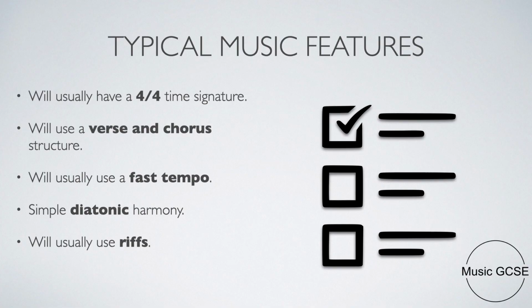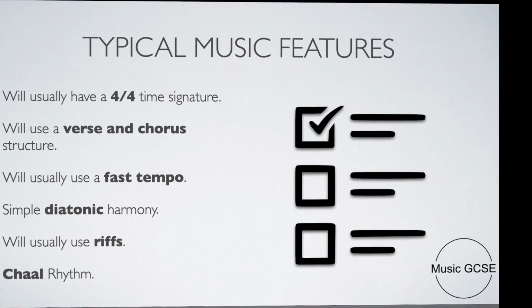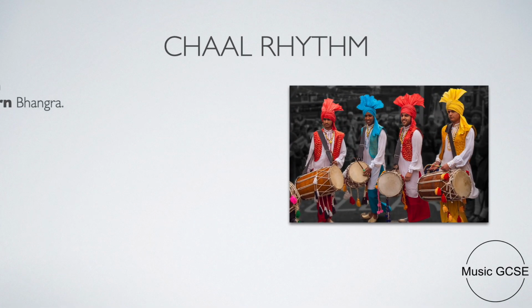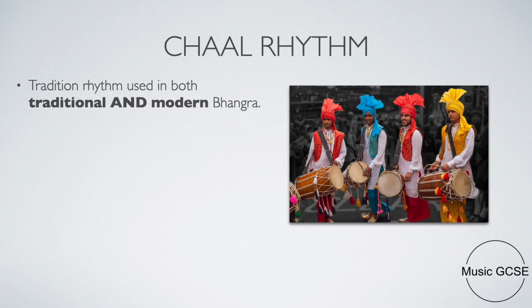There's one more musical feature we're going to talk about, which comes from traditional Bhangra, and that's the use of the chal rhythm. The chal rhythm is really important in Bhangra music, so let's take a look at it. The chal rhythm is a traditional rhythm used both in traditional and modern Bhangra. It is usually performed on the dhol drum, however other instruments can also mimic this rhythm as well. Let's take a little listen to what the chal rhythm sounds like.